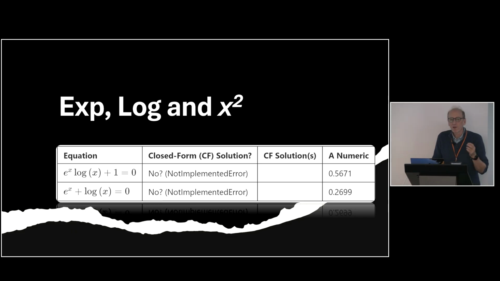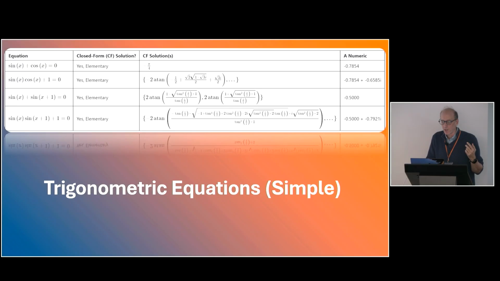What if we have an expression that has an exponent part and a log part? So e to the x log x, or e to the x plus log x. SymPy says we can't solve it. And as far as I can tell, we can't get a nice closed form solution if we're mixing these. But we can still get a numeric solution, no problem.